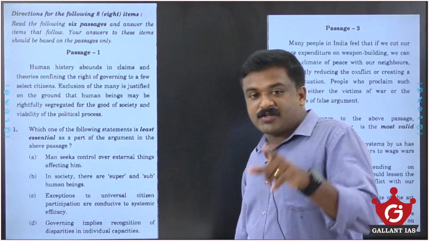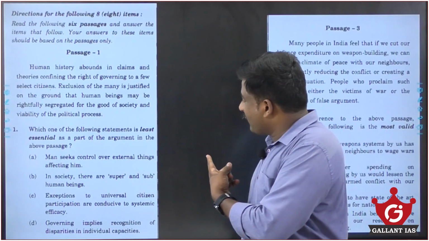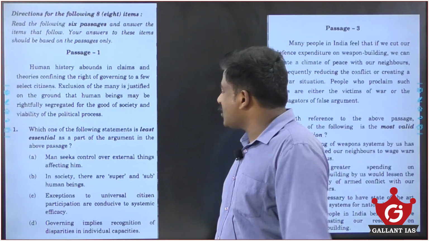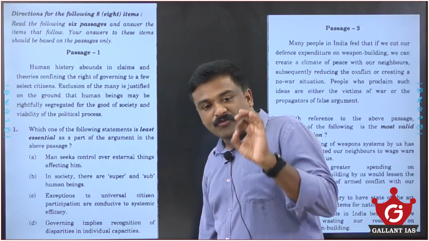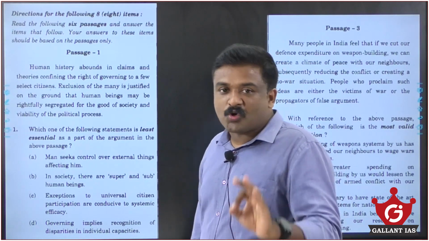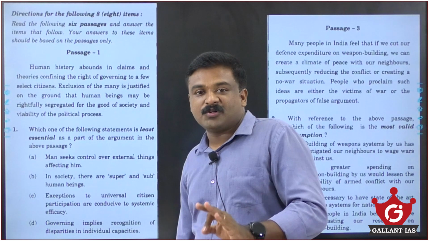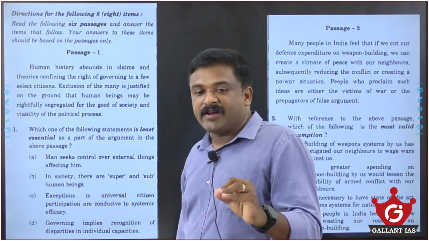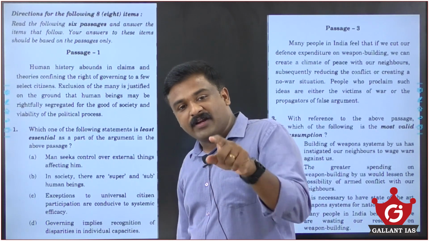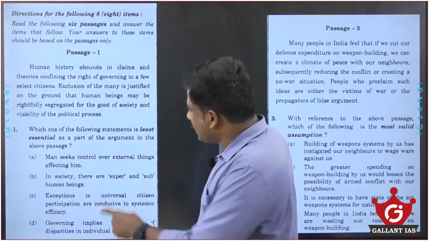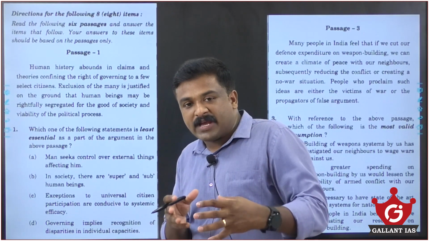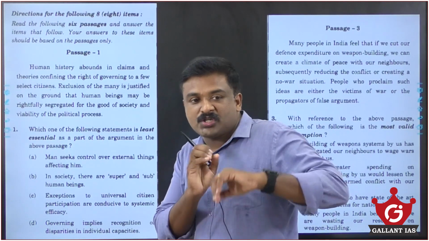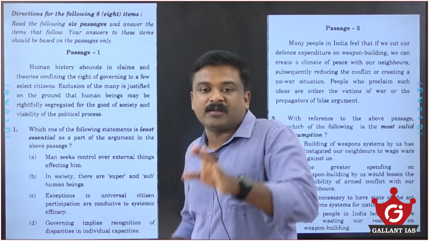Now, it's a beautiful question. Which one of the following statements is least essential as part of the argument in the passage? Least essential. That means you find the idea which is contradictory to this passage, the idea which is opposing the main idea of the passage. Something which is against the argument, which weakens the argument in the passage, that you have to pick here.